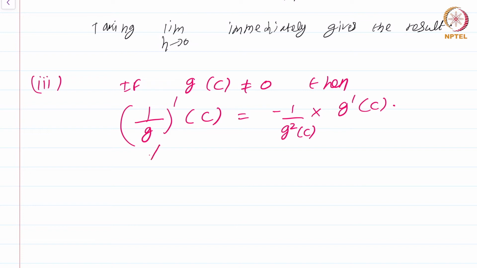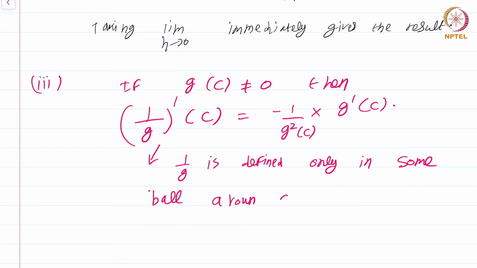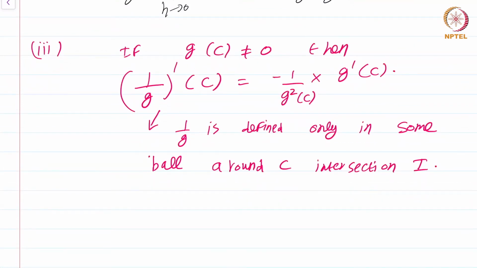Now note that this 1 by g is defined only in some neighborhood or some ball around c intersection this interval I. This 1 by g is not a globally defined function on the whole of I. It can happen that even though g of c is not 0, g could be 0 at some other point. Okay, so let's prove this.